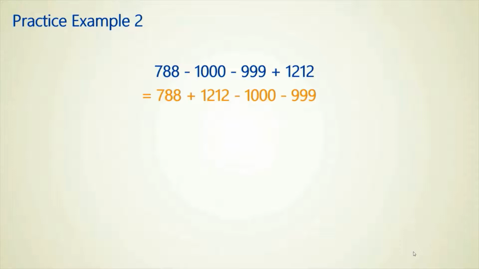So we move 1212 with the plus sign next to 788. The expression becomes 788 plus 1212 minus 1000 minus 999. Now 788 plus 1212 gives us 2000. Aha! This makes things much easier. We can now simply compute 2000 minus 1000, which is 1000, minus 999. And the result is just 1.